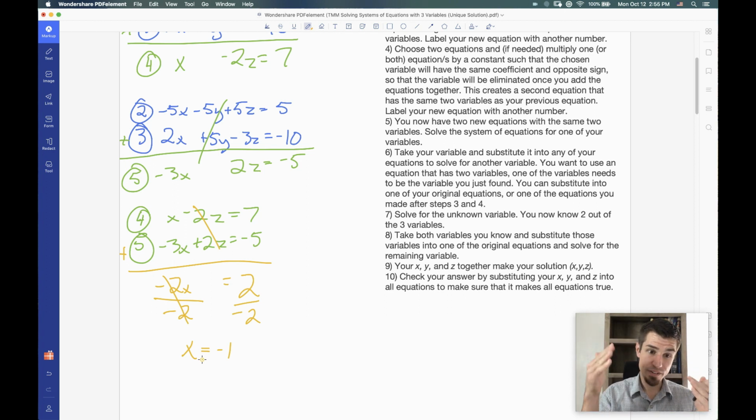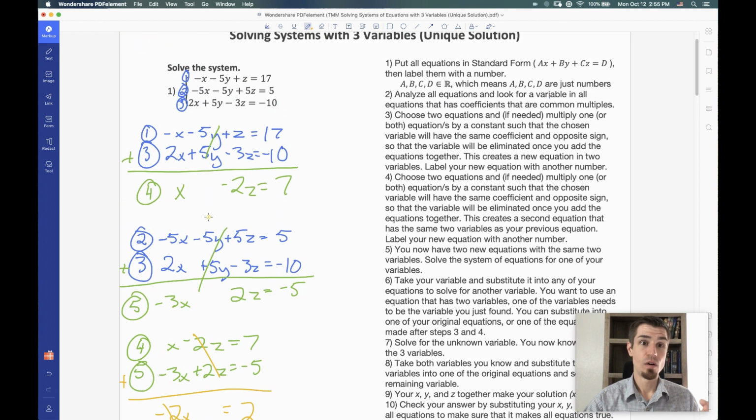So let's think about it. We've got an x. We need to find y and z. If you think about a normal system with 2 variables, you would just plug it back into the original and solve for a variable. But check it. If we plug in x, we'll still have a y and a z.